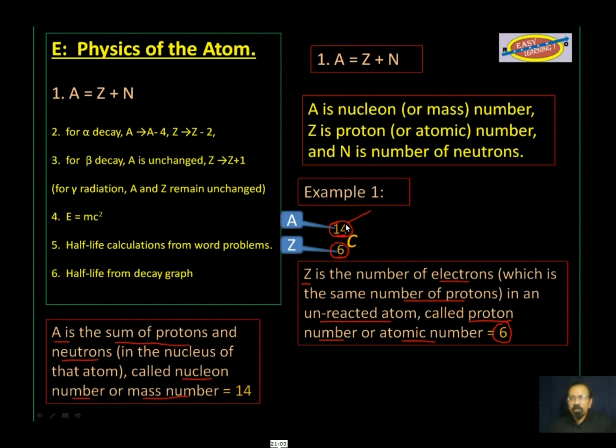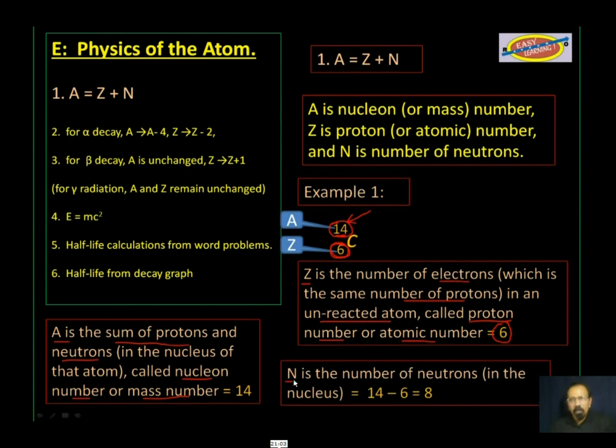So if a nucleus has 14 protons and neutrons, and that same nucleus has 6 protons, then how many neutrons do we have? All we need to do is subtract the 6 from the 14. N is the number of neutrons in the nucleus, so you have 14 minus 6 and you get 8. One more thing, since we have 6 electrons, we need to know the electronic configuration. So the first shell would have 2 and the second shell would have 4. That's example 1.